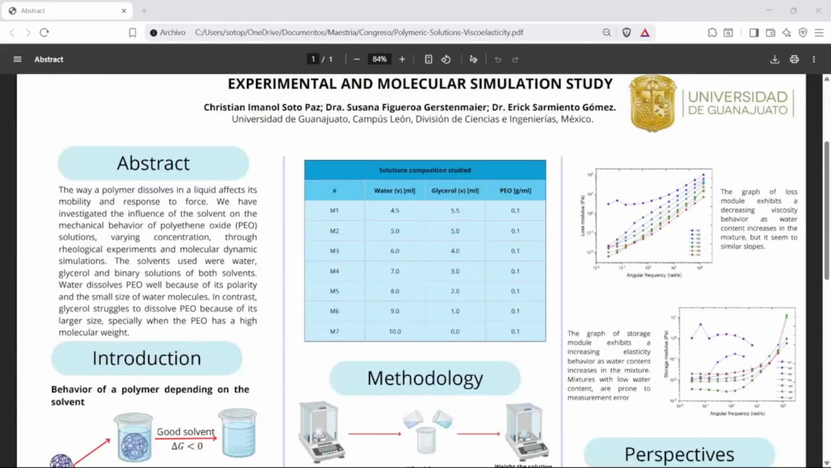In this project, we have different concentrations of the solvents. The first one is with water 4.5 milliliters and glycerol 5.5 milliliters. And the concentration of PEO is the same in all of the solutions. We have a difference in the solvents. We increase the water volume in the different solvents, and we have obtained different rheological properties.